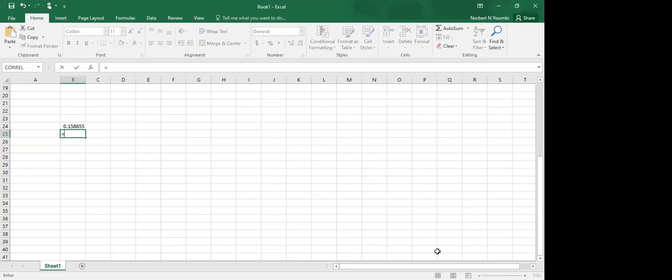So we will do equals normal, and we have 1.24. Using Excel, that's what you will get.